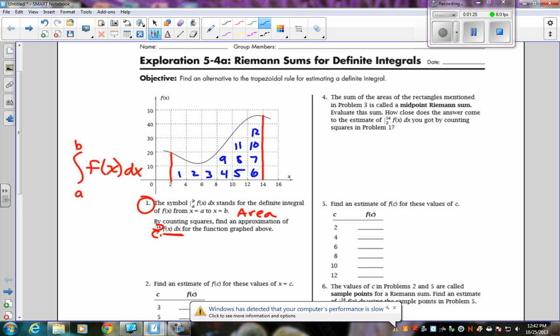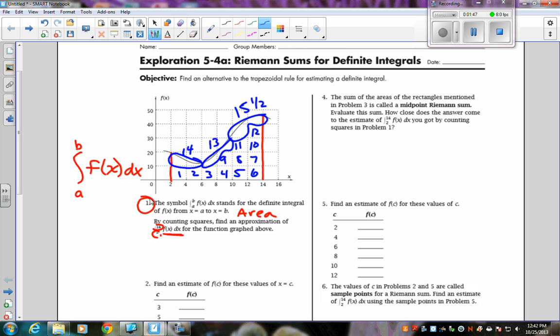When I counted up my full squares, I got 12 full squares. Then I pieced some together and said, okay, it looks like these two maybe add to a single. That's maybe 13, that's maybe 14, and I thought that's a little more than 15, so I said 15 and a half. So when I added my squares up, I got 15 and a half squares.